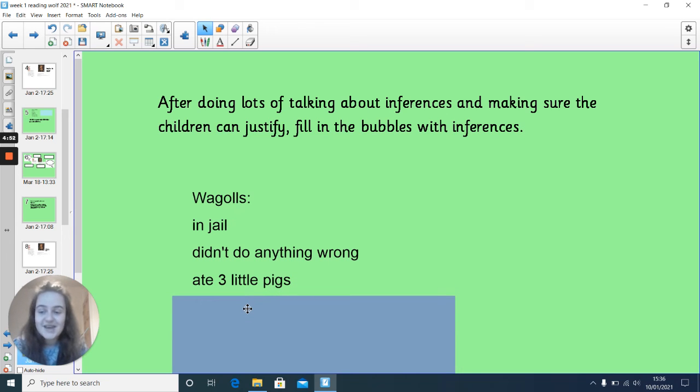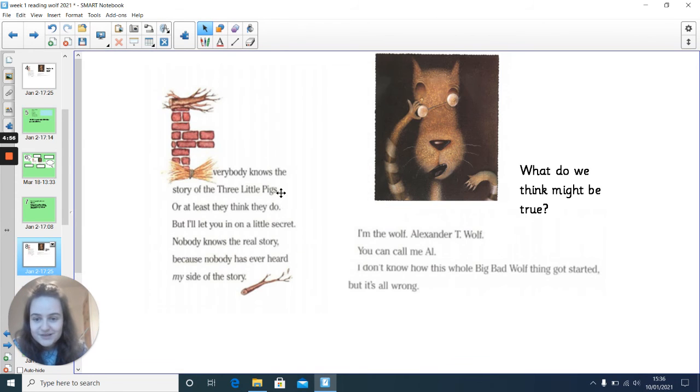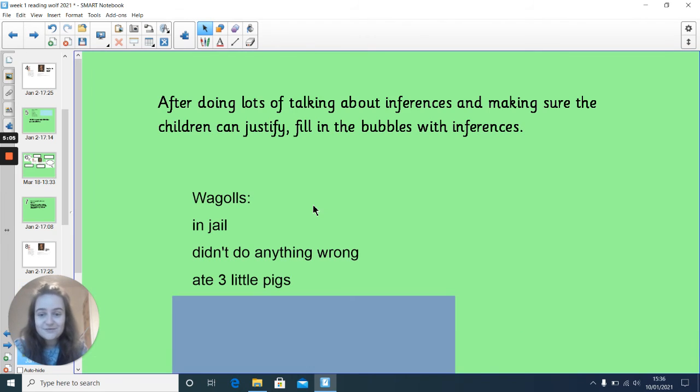We might infer that he ate the 3 little pigs, because he does say that he is the wolf from the story of the 3 little pigs, and in that story everybody knows that the wolf tried to eat the 3 little pigs, so maybe he ate them. That's a good inference. He does say that he is the wolf from the 3 little pigs story.